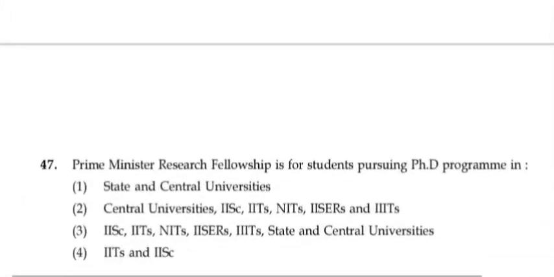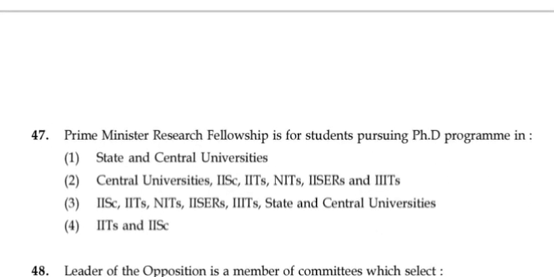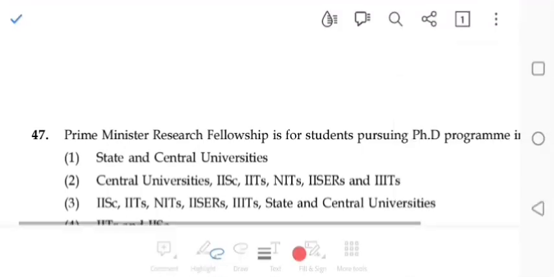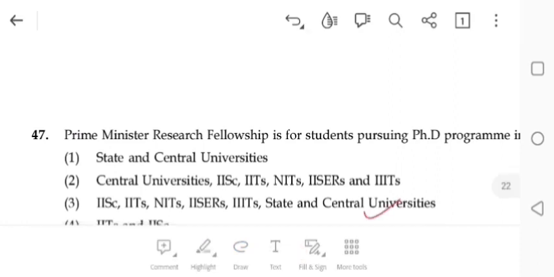Question 47: Prime Minister Research Fellowship is for students pursuing a PhD program in what? State and central universities, IISc, IITs, NITs, IISERs and IIITs. So number 3, IISc, IITs, NITs, IISERs, IIITs, state and central universities, IITs and IIScs. So for 47, the correct option will be number 4, IITs and IISc.